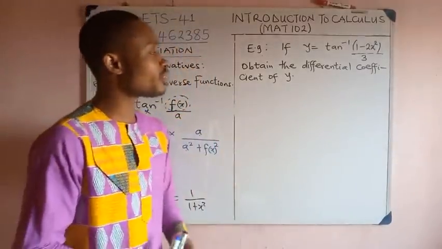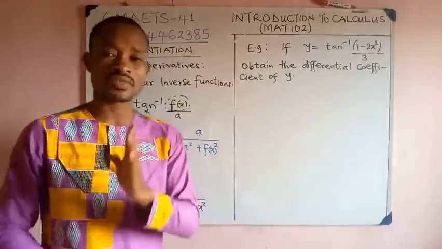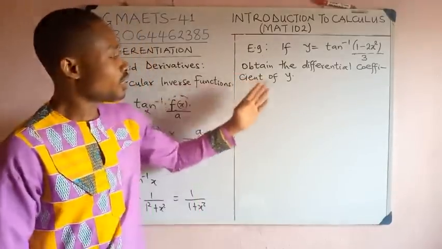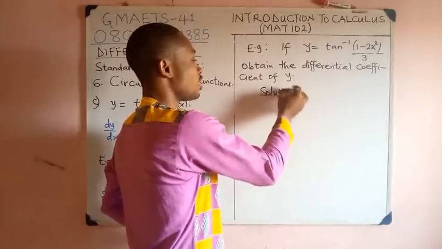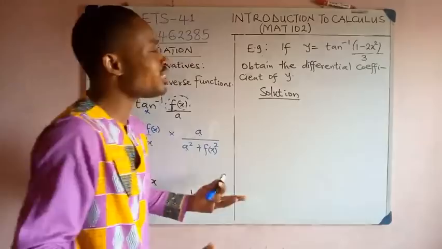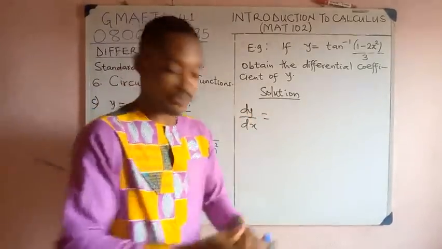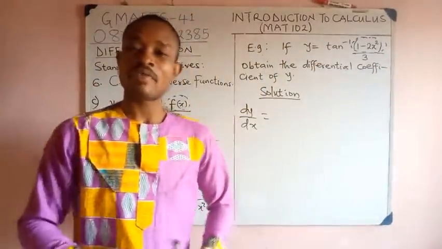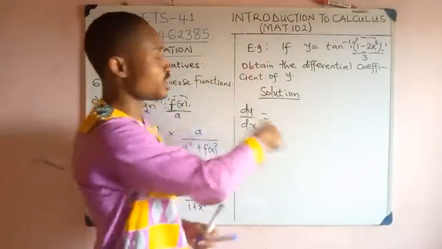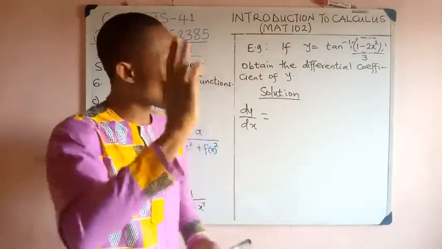y is equal to tan inverse of, open bracket, 1 minus 2x squared, close your bracket, all over 3. Obtain the differential coefficient of y. When you hear differential coefficient, it means dy dx. Getting that is very simple. dy dx, going by the standard, we are going to differentiate the numerator minor function with respect to x. The numerator minor function is 1 minus 2x squared. If you differentiate this 1 here, you get 0. It's a constant. Derivative of a constant is 0, so it goes off.